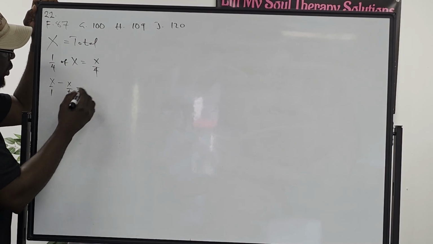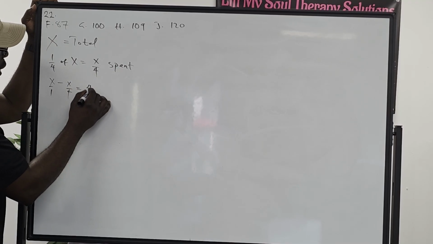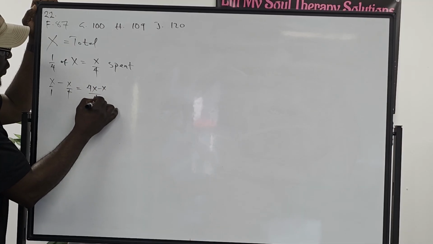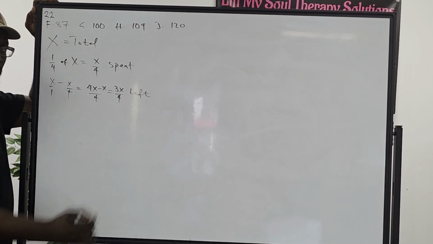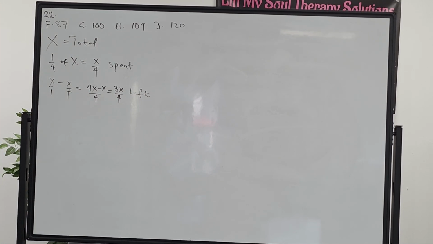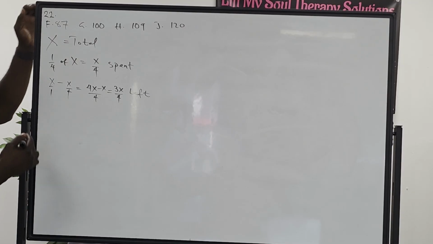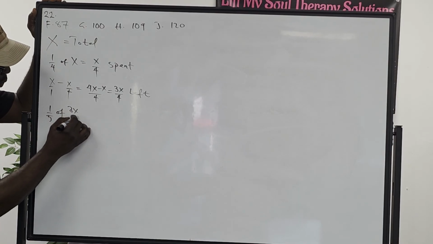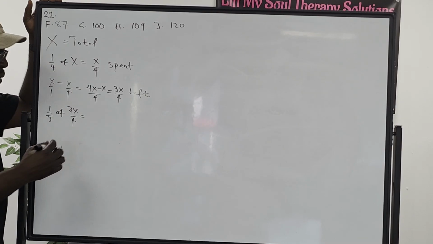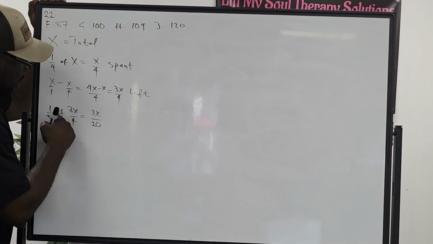If we do that, this becomes 4X minus X over 4, and that gives us 3X over 4. That's what is left. So she spent 1/4, she has 3X over 4 left. Then of the remaining money, she spent 1/5, so she spent 1/5 of 3X over 4. That amount is 3X over 20, because "of" means times.